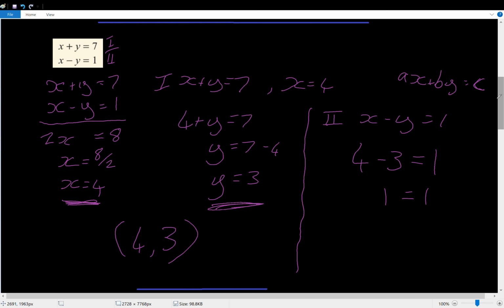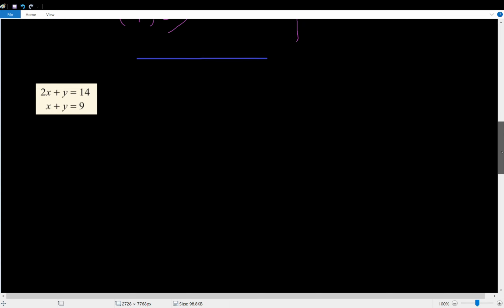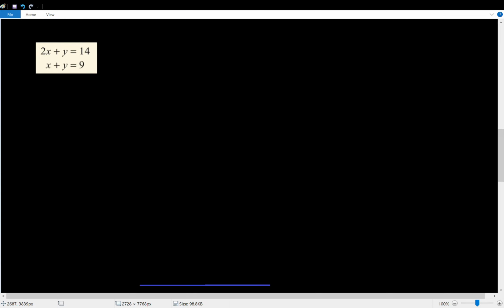Let's take a look at what we do when we have a more complicated example. So say something like this. The first thing we've got to do is make sure to write our equations in the form ax plus by equals c. Both of our equations are done like that. That's good. Now we need to make the coefficients of either x or y match, but with opposite signs, and we are nearly there. In this one, our equation 1 is 2x plus y equals 14 and our equation 2 is x plus y equals 9.